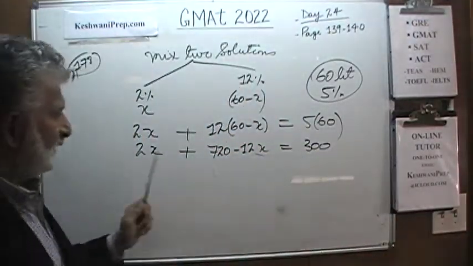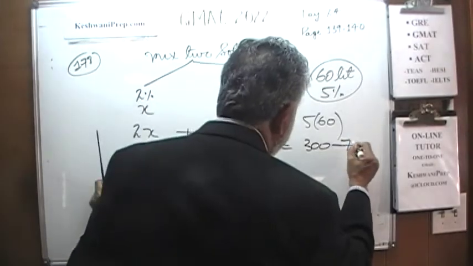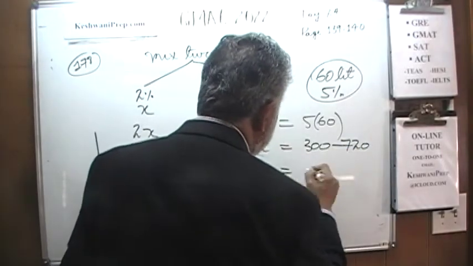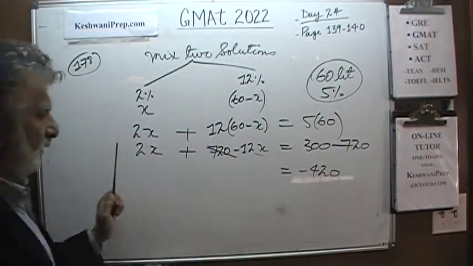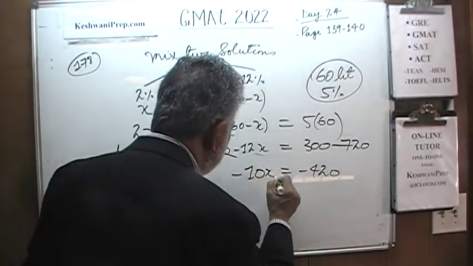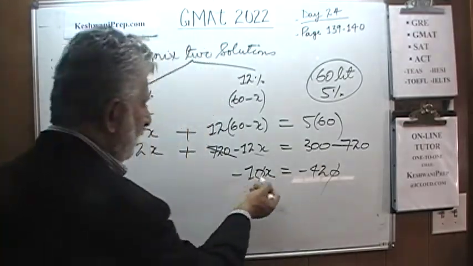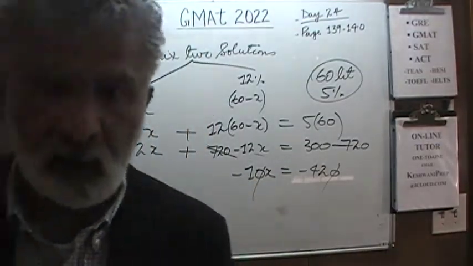Bring the 720 to that side. 300 minus 720 is going to give us negative 420. And here we have positive 2x, and a negative 12x is going to give us negative 10x. There we go, we are done. Drop the zeros, and x equals 42. x equals 42.